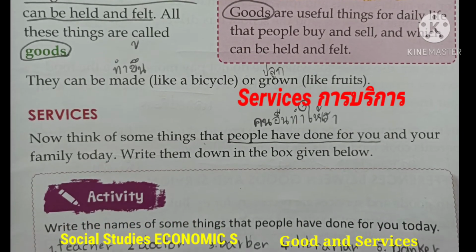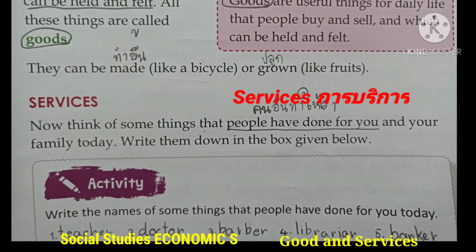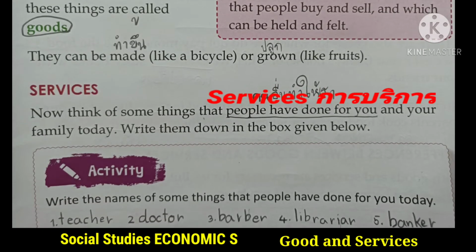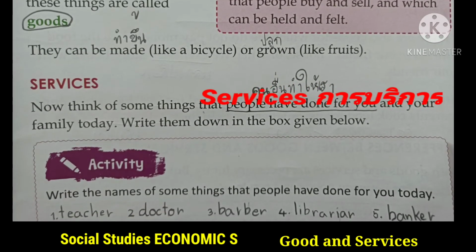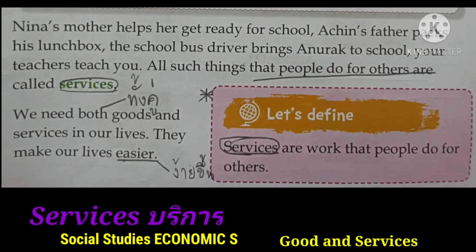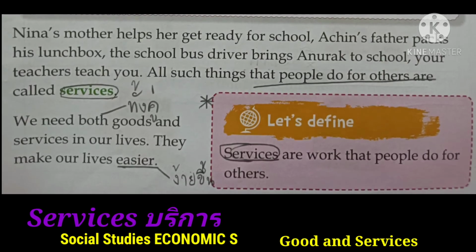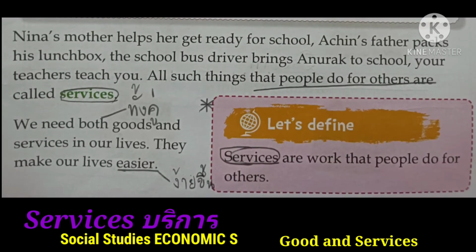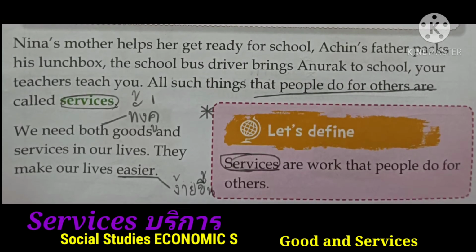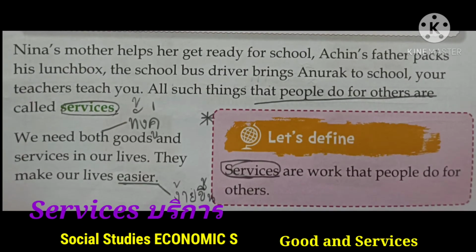Services. Now think of some things that people have done for you and your family today. Write them down in the box given below. Teacher, doctor, barber, librarian, banker. Alice's mother helps her get ready for school. Richie's father packs his lunchbox. The school bus driver brings Richie to school. Your teachers teach you. All such things that people do for others are called services.